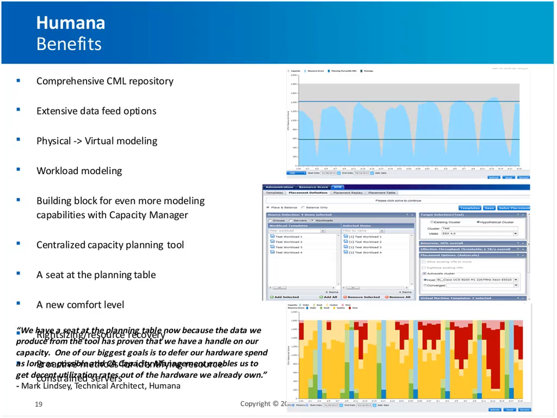So the quote actually is: we have a seat at the planning table now because the data we produce from this tool has proven that we have a handle on our capacity. One of the biggest goals, once again, is to defer our hardware spend as long as possible, and CA enables us to get decent utilization rates out of the hardware we already own.